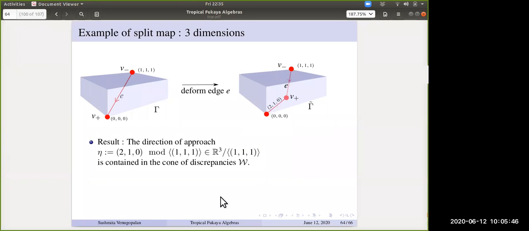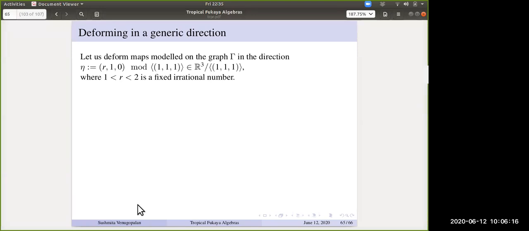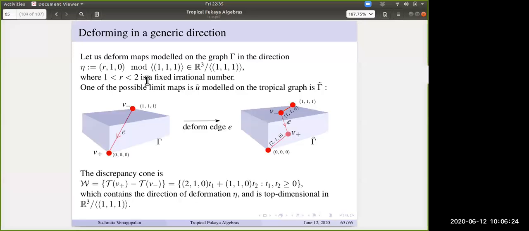But the problem is this: to get a full dimensional cone, I want a 2-dimensional cone, whereas this is just a 1-dimensional cone. As you see, V plus, I can lengthen this edge without breaking anything. That gives me exactly 1-dimensional freedom, which is not enough. To get around this issue, we take the direction of approach to be generic. By that I mean, instead of taking 2, 1, 0, I take an irrational 1, 0, which is a generic vector.